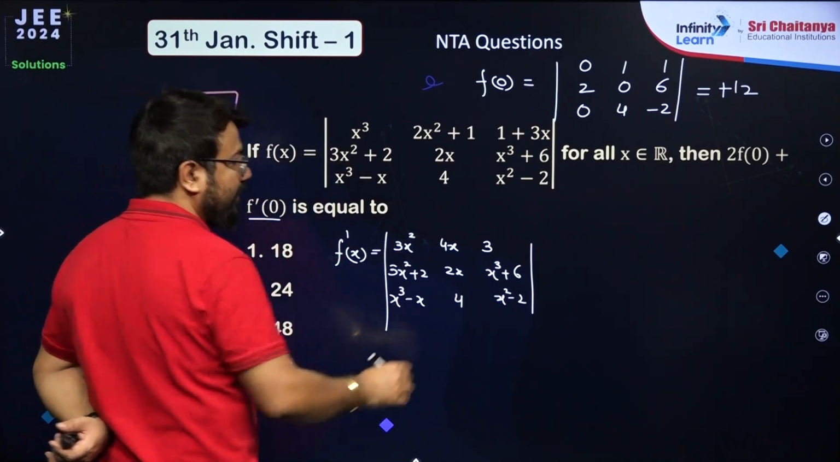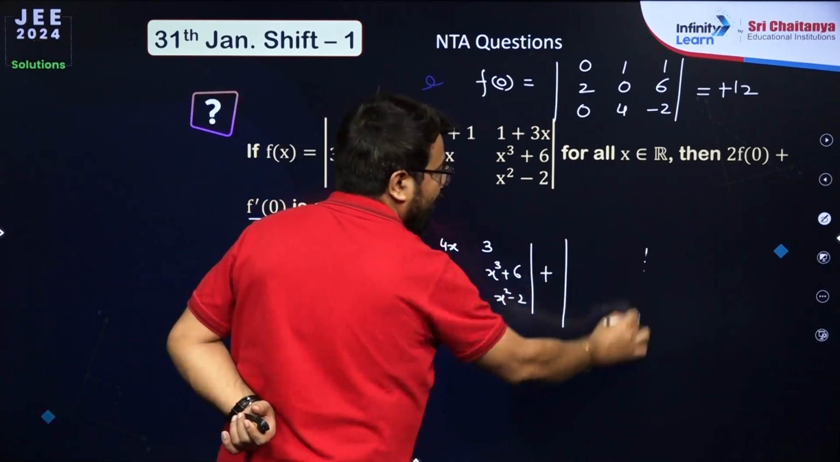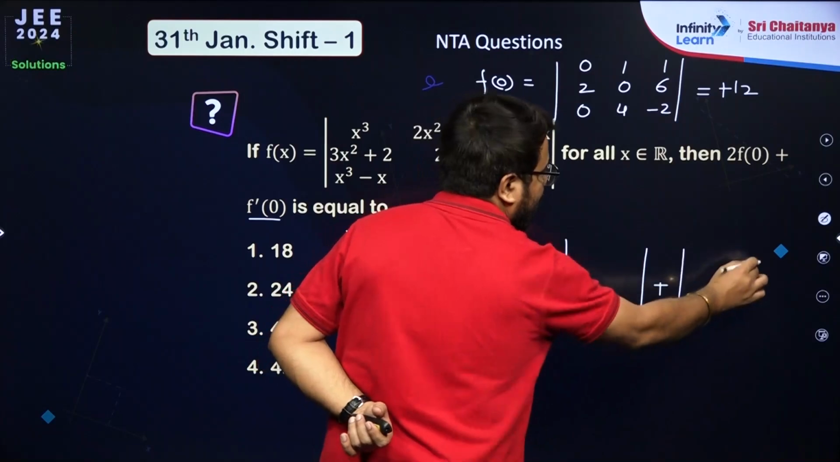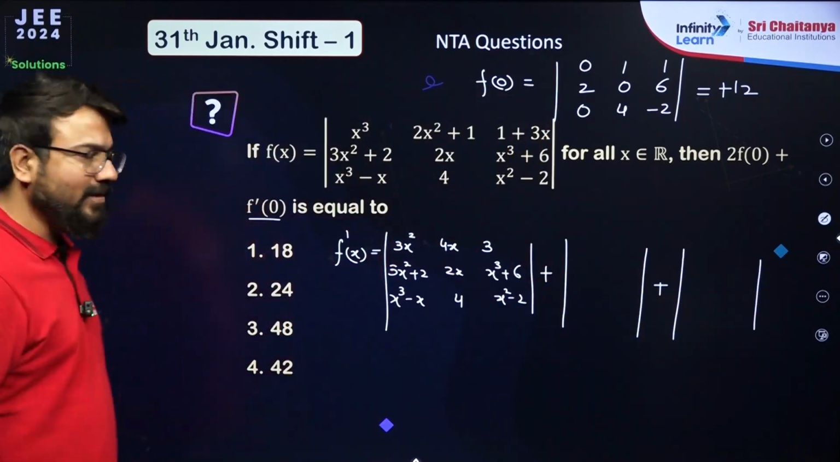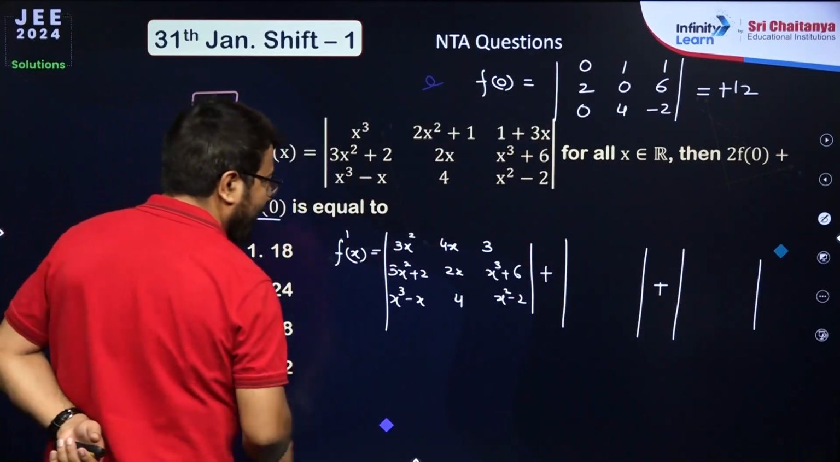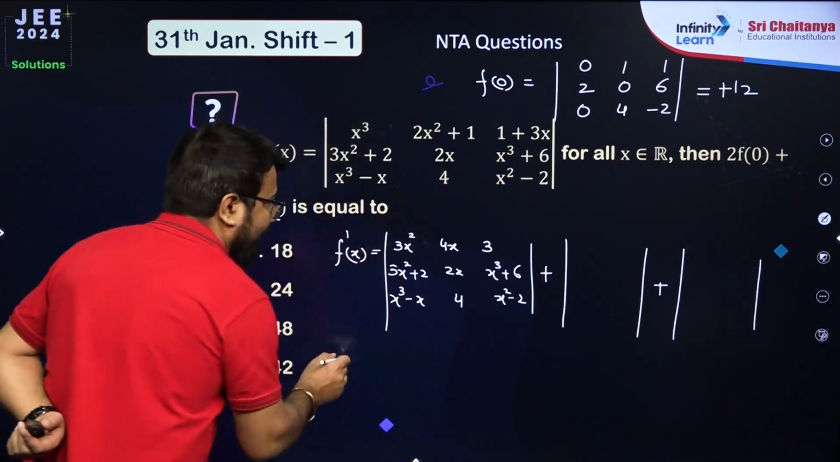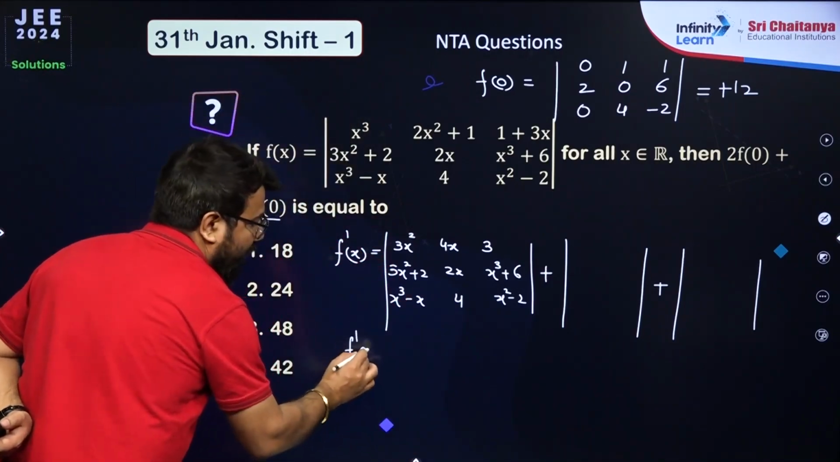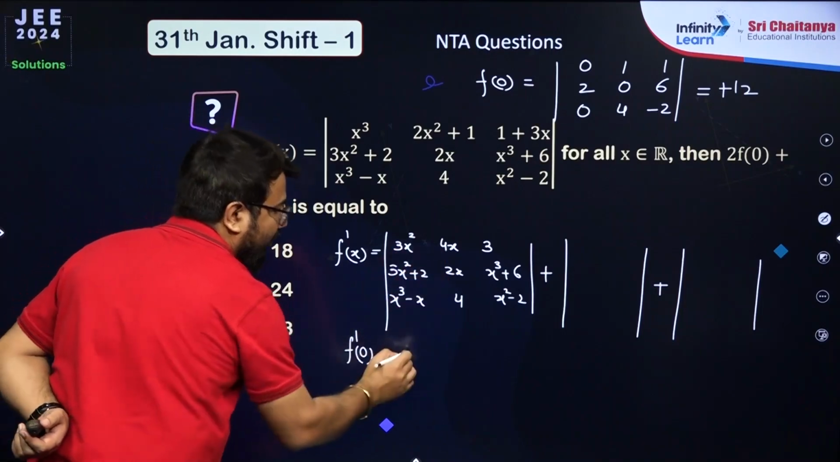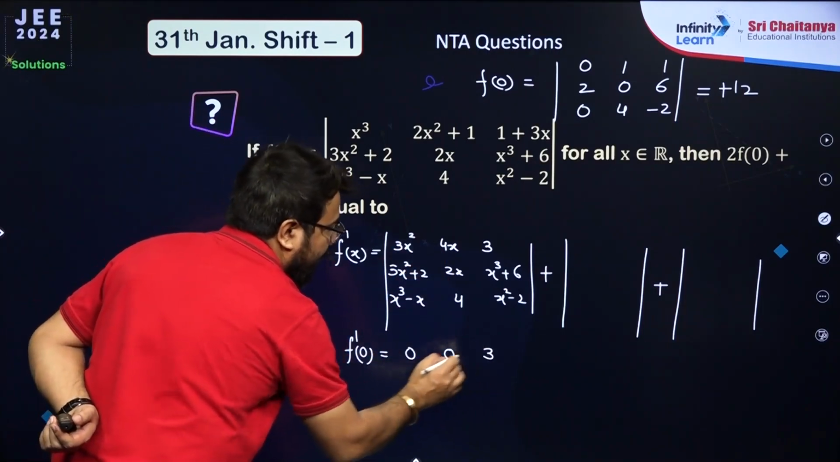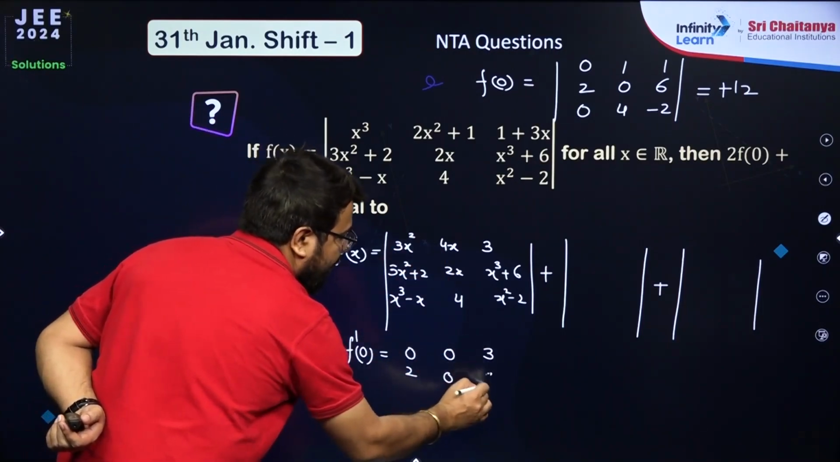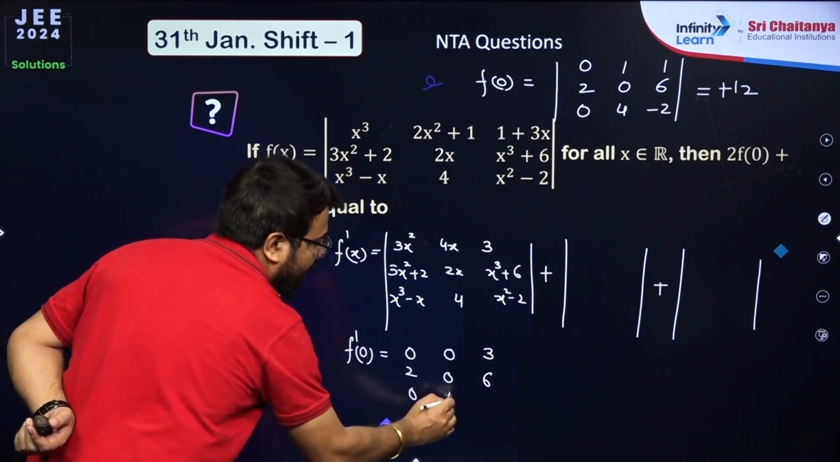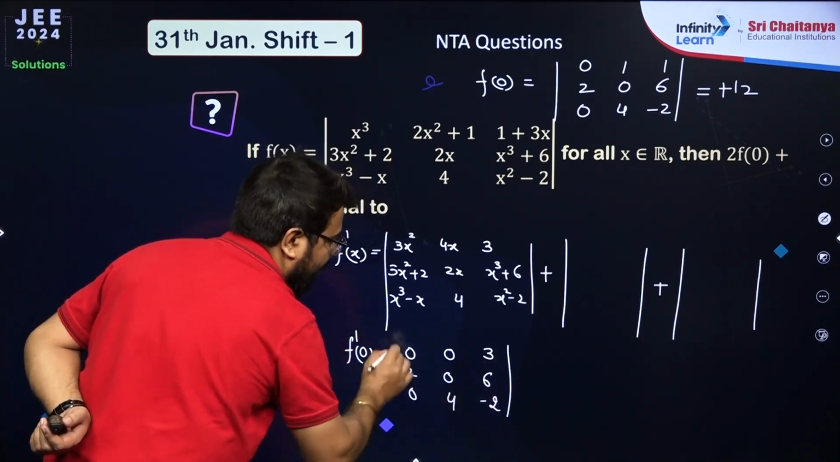Alright. In this way, this will be the sum of 3 determinants. Can I write the direct value after substituting 0 into these determinants? So I can write the direct value. f dash of 0 will be, here this will become 0, 0, 3. Here it will be 2, 0, 6. And here it will be 0, 4, minus 2. This is the first determinant.